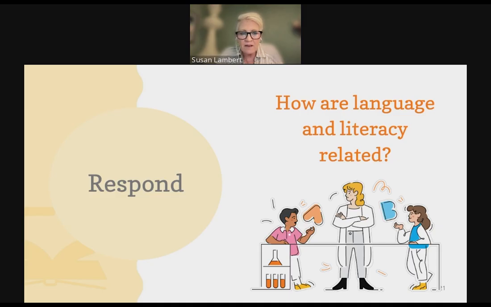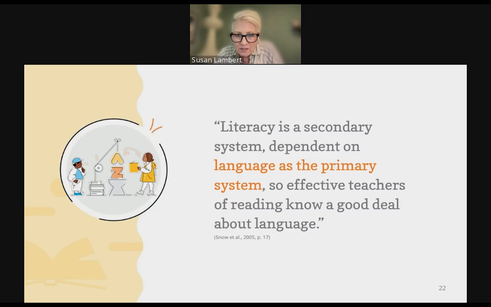Anybody want to help us with that? Maybe I got you thinking a little bit. How are language and literacy related? The more language you understand, the bigger boost to literacy. Great. Direct correlation. Without language, we would not have literacy. I love that. Language sets the foundation for literacy development. Language is the foundation to literacy. Look at you all. You have this, right?